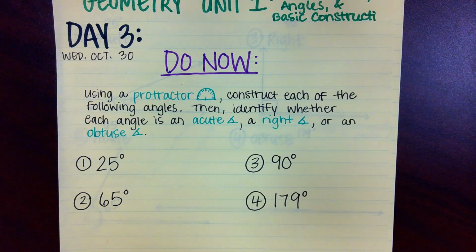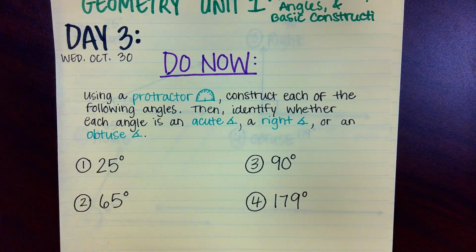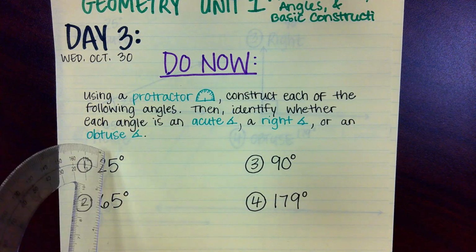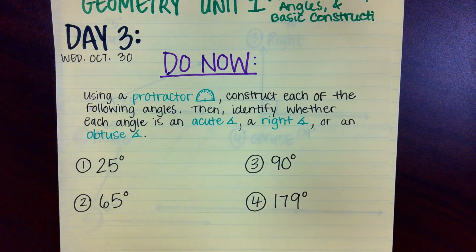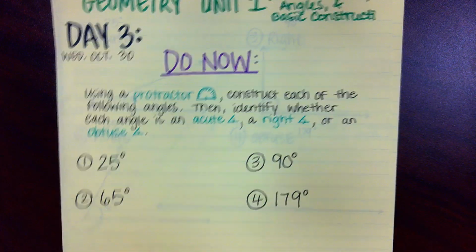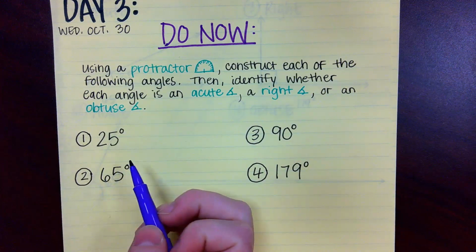All right. So I had you use your protractors to draw each of the angles that I listed below, and then identify whether each angle was an acute angle, a right angle, or an obtuse angle. So first things first, before we start drawing those angles, let's choose what type of angle each one of these is. So number one, what kind of angle is that?